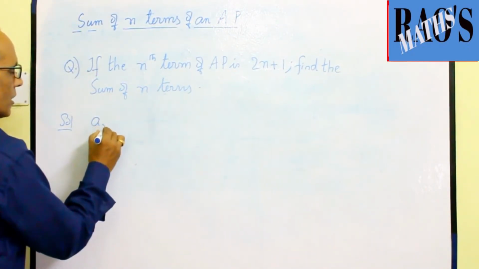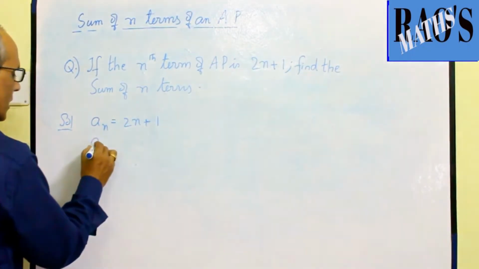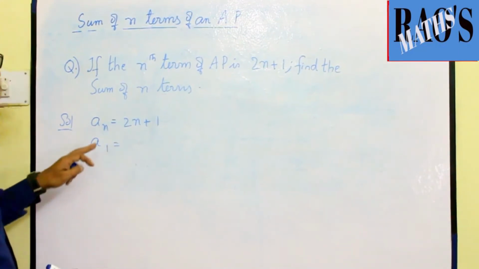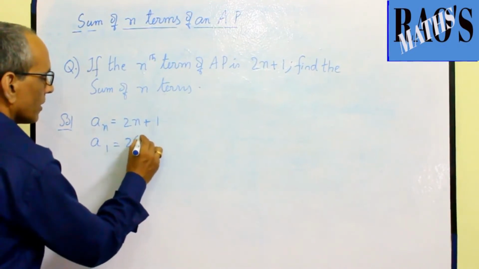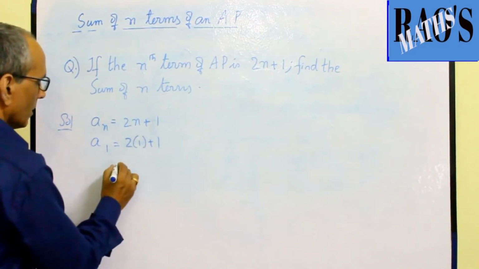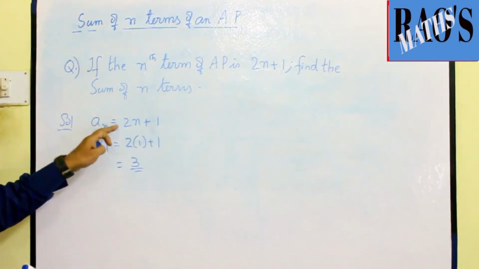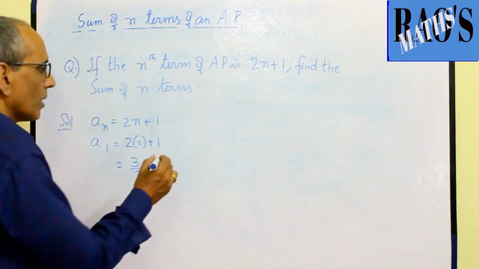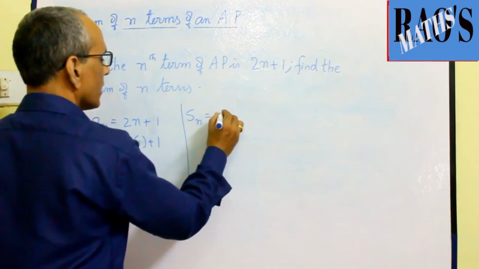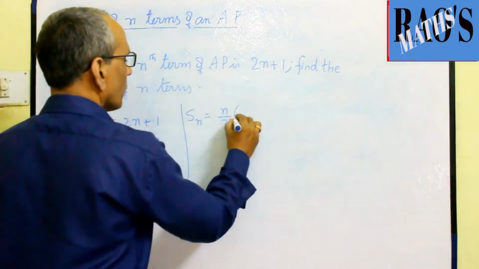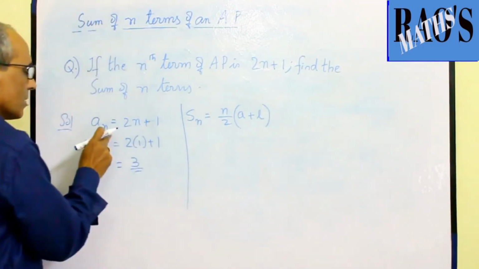See, you are given the nth term, which is 2n plus 1. Then what is the first term? n to be replaced by 1 in the rule. That is 2 of 1 plus 1, that is 3. So term 1 is 3, nth term is 2n plus 1. So we use the second rule. The sum of n terms is n by 2 of (a plus L). L is nothing but the last term, that is the nth term.